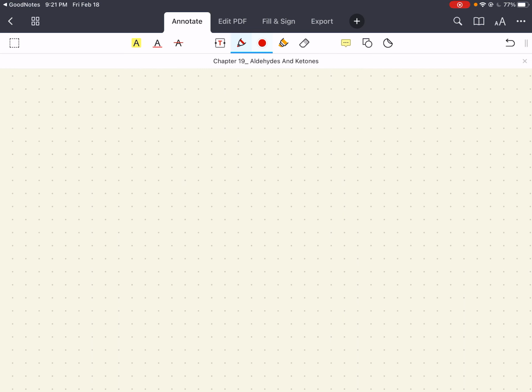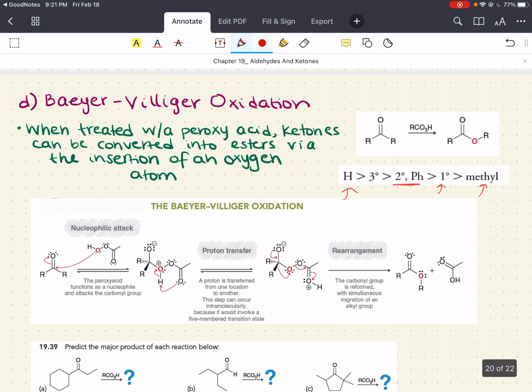reaction that we want to talk about is the Baeyer-Villiger oxidation. Now, when you take a ketone or aldehyde and you treat it with peroxy acid, ketones can be converted into esters via the insertion of an oxygen atom. So the proposed mechanism for this reaction is shown right here.